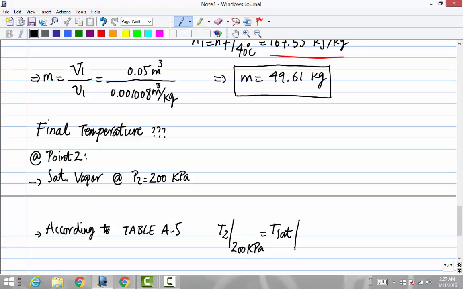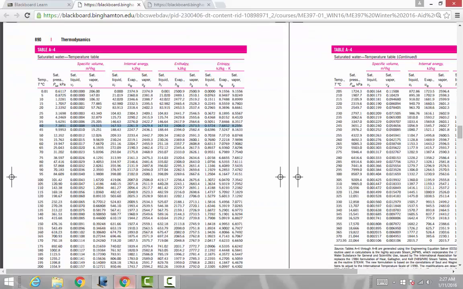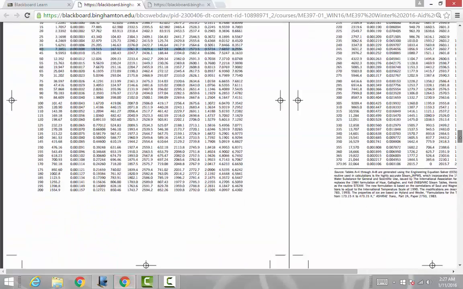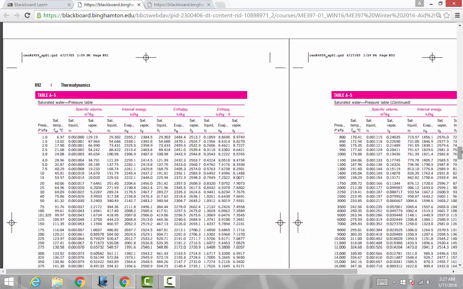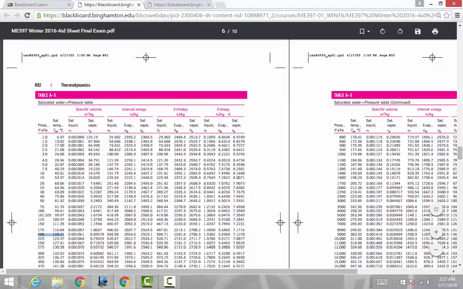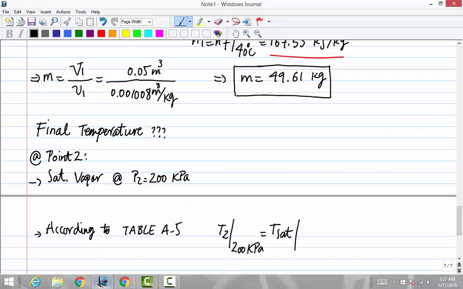So the saturated temperature, let me show you. A-5 here, there you go, 120.21 temperature. This is the value that we're looking for. 200 kPa equals 120.21 degrees C. That's it.